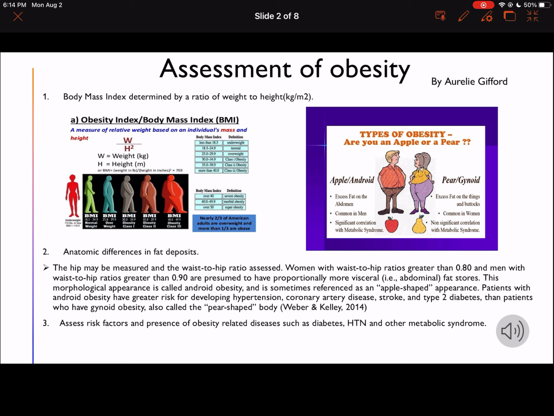Other assessment of obesity can be looking at risk factors and the presence of obesity-related diseases such as diabetes, hypertension, metabolic syndromes such as hyperlipidemia, Cushing's syndrome, and coronary artery diseases.